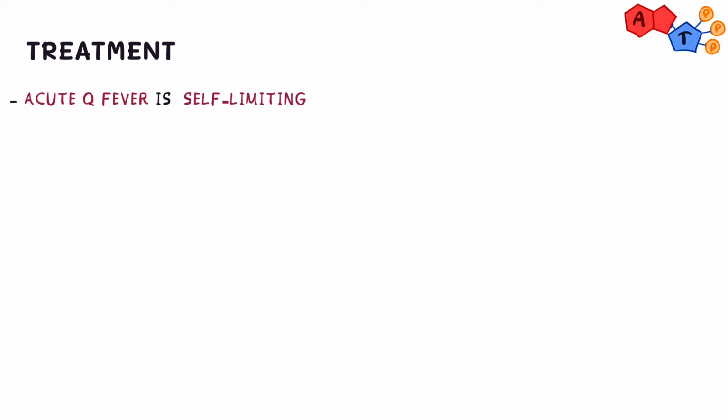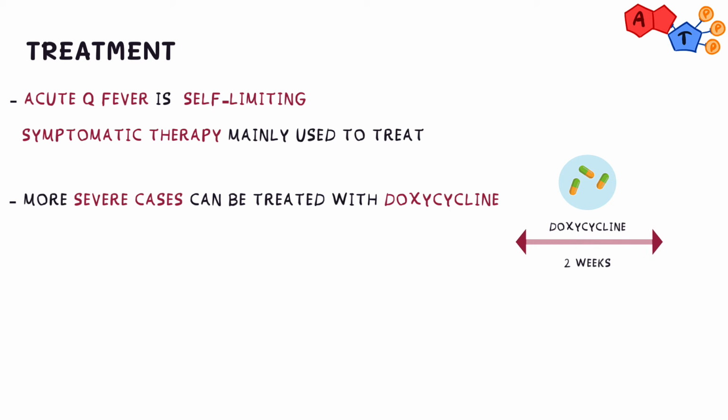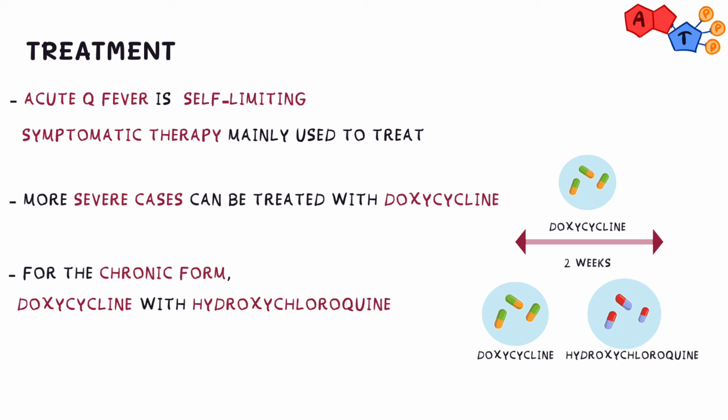And the final part of today's video, we have the treatment. Acute Q fever is usually self-limiting, so most patients don't require anything and would improve with symptomatic therapy. However, more severe cases can be treated with doxycycline. The duration of treatment on average would be 2 weeks. For the chronic form, doxycycline is still given, but in combination with hydroxychloroquine for several months.